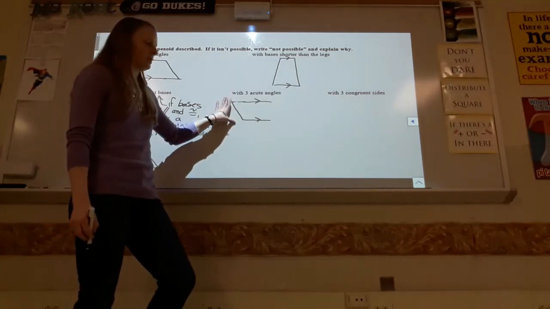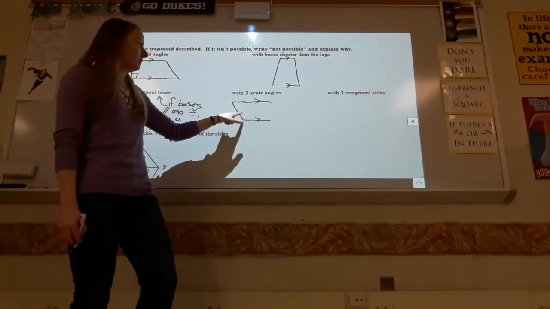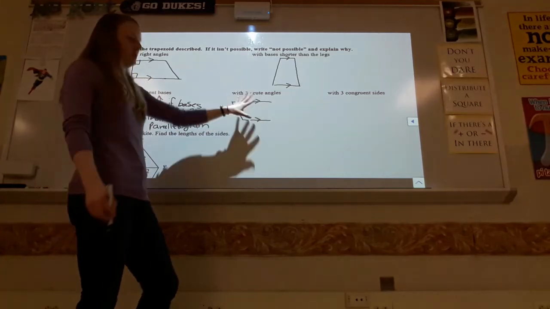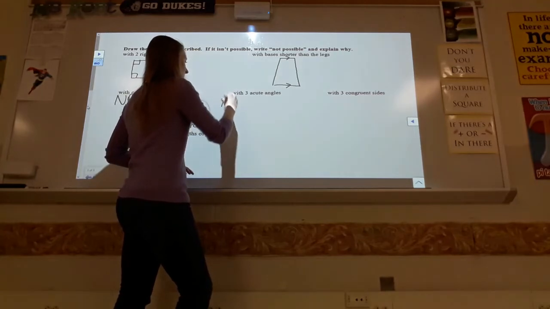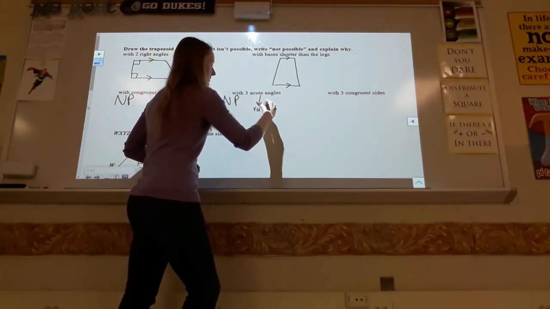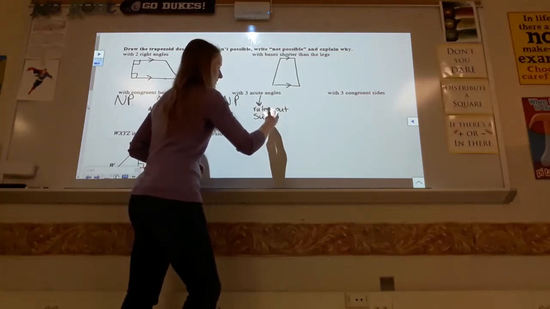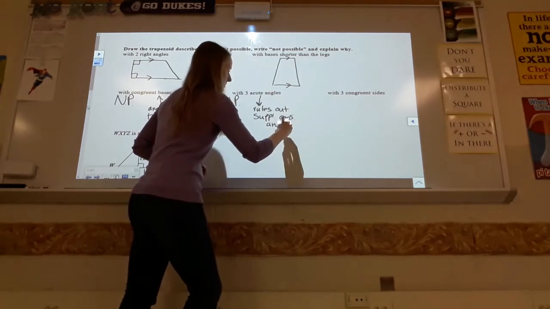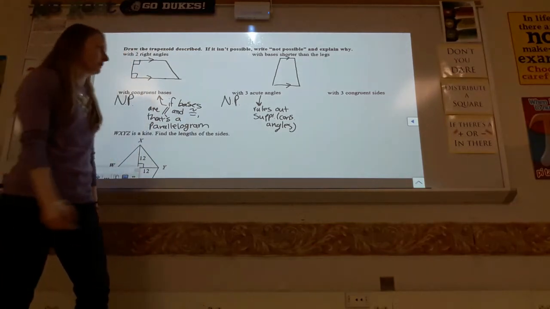So because by definition a trapezoid has to have these parallel sides, if you make one of them acute, the other one has to be obtuse to get that supplementary relationship. So this one's not possible. Okay, this one you can't do. Not possible. Rules out. Supplementary consecutive angles. Right? So that one's not going to work out for you so well.